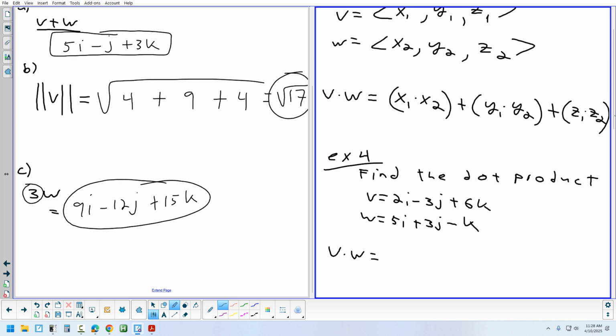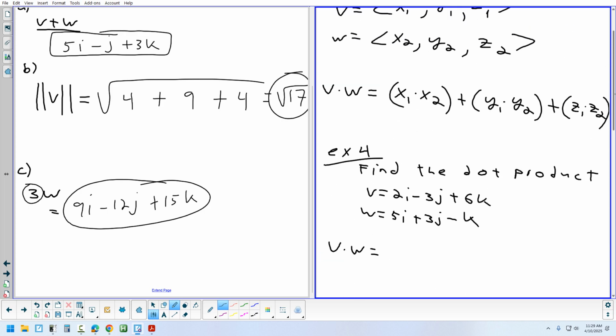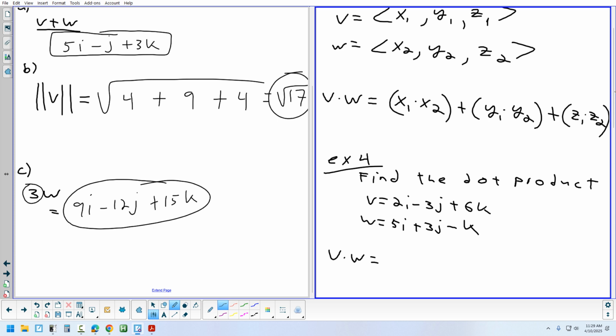Okay. So let's see if we can find the dot product between these two vectors. Sorry, it keeps jumping. So v is 2i minus 3j plus 6k. And w is 5i plus 3j minus k. All right, if you want, you can get all that ready. First two numbers that I'm going to multiply to get my dot product: 2 and 5.